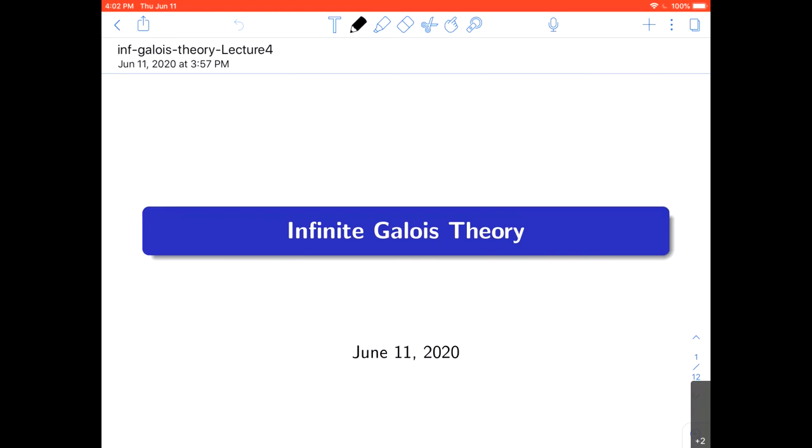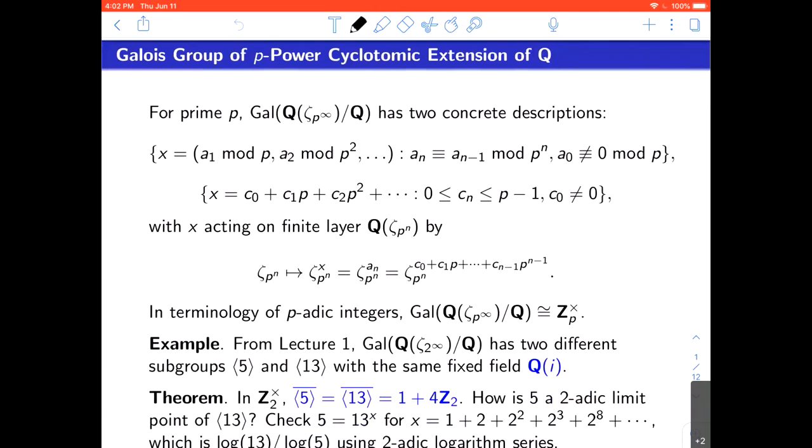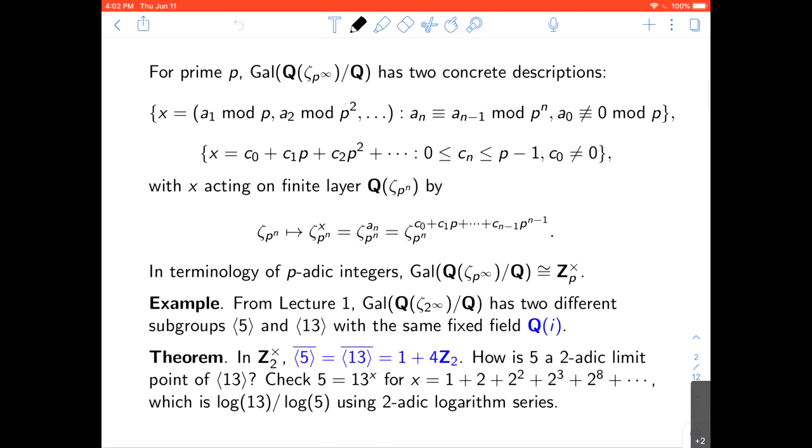So now I want to focus on a few ways that this material actually directly comes up in number theory. So let's go back to the p-power root of unity extensions. And in particular, I want to go to something from lecture one and see how that can be explained using some of the topics that have been discussed since that first lecture.